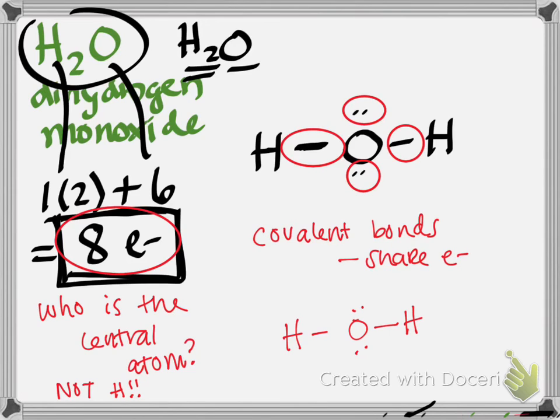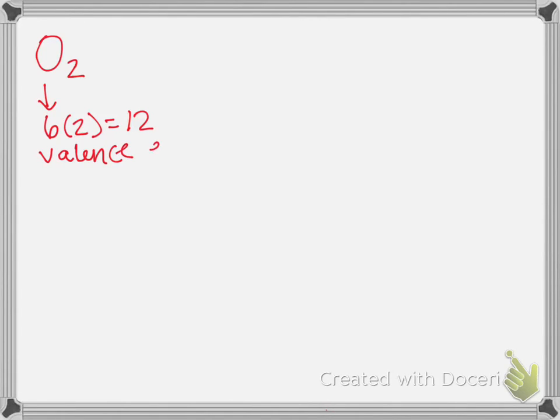The last one I'm going to do is one involving a double bond, and that's going to be with oxygen, okay? So let's say I have O2, okay? Oxygen is in group 6, so it has 6 valence electrons, and we have 2 of those. So we're looking at 12 valence electrons in the structure. So that means my final compound has to have 12 valence electrons.